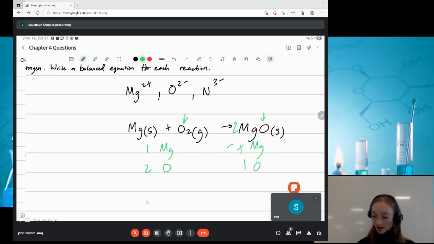so that will change these both to a 2. And so now, since we only have 1 on the left, we're going to put a 2 in front of the magnesium. And so there will be 2 of everything in this reaction. So that is what the first reaction looks like.